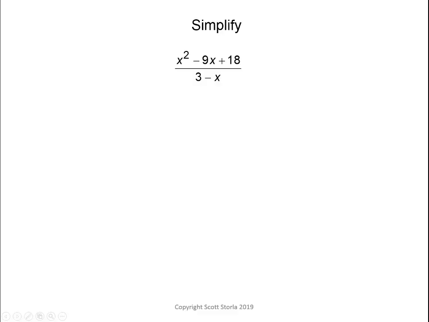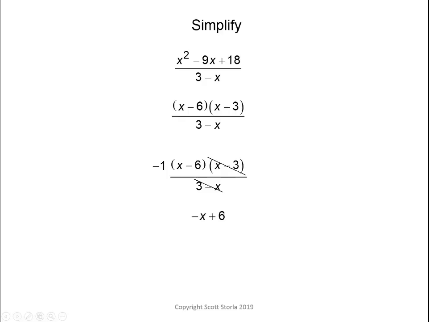Try this one. After factoring the numerator, I recognize I have 3 minus x and x minus 3, and those can be reduced to a factor of -1. And you can leave it -1 times x minus 6, or you can distribute and get negative x plus 6.